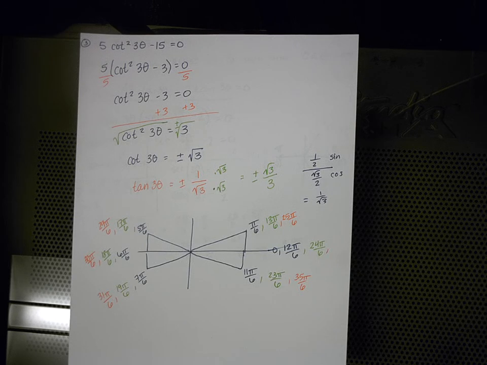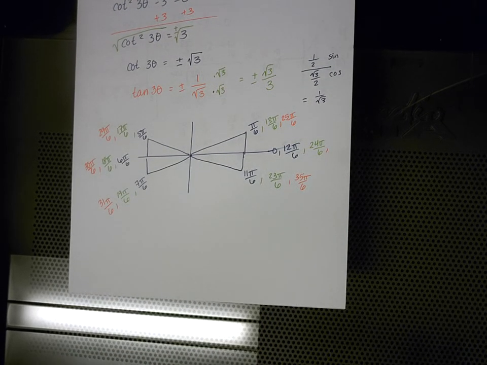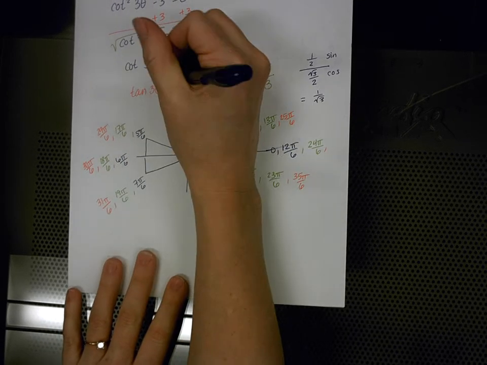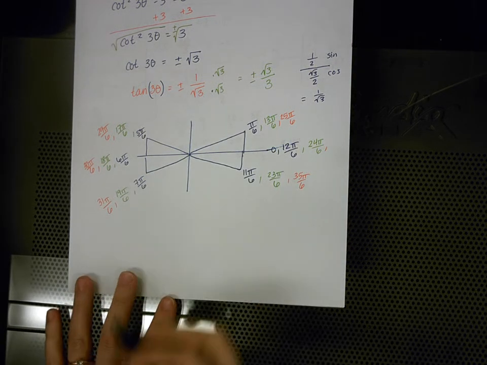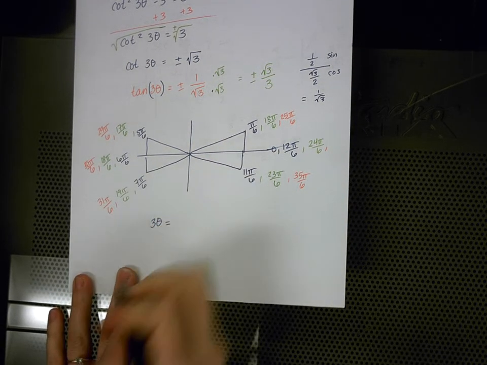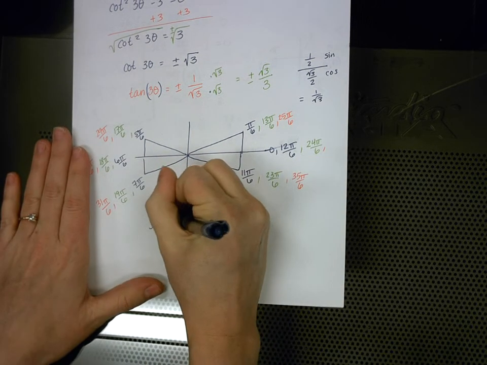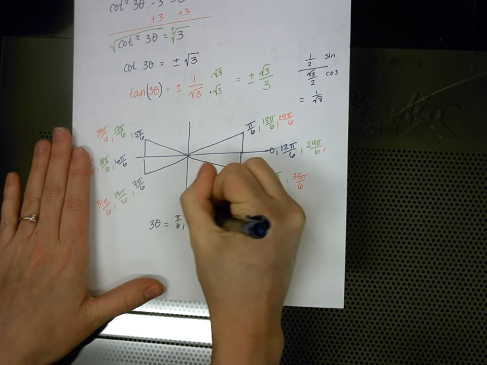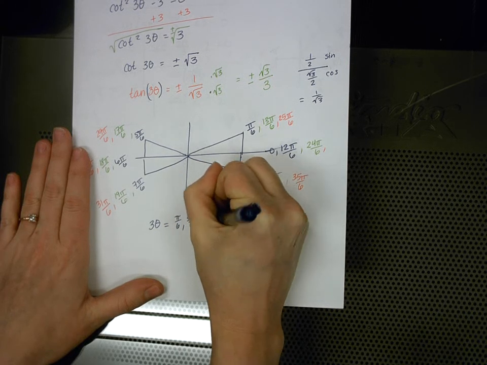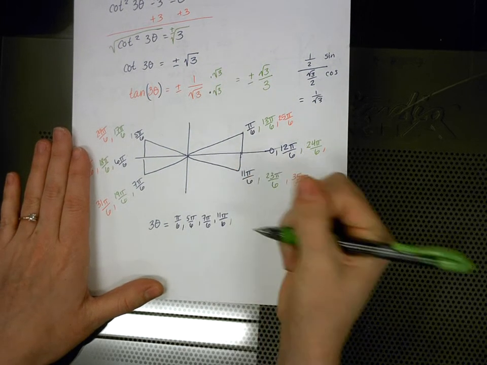And these aren't even the answers yet. So we have all of these values that can be equal to what we're taking the tangent of, so this is what our angle is equal to. Our angle, 3 theta, is equal to pi over 6, 5 pi over 6, 7 pi over 6, 11 pi over 6. You should have 4 from each turn.